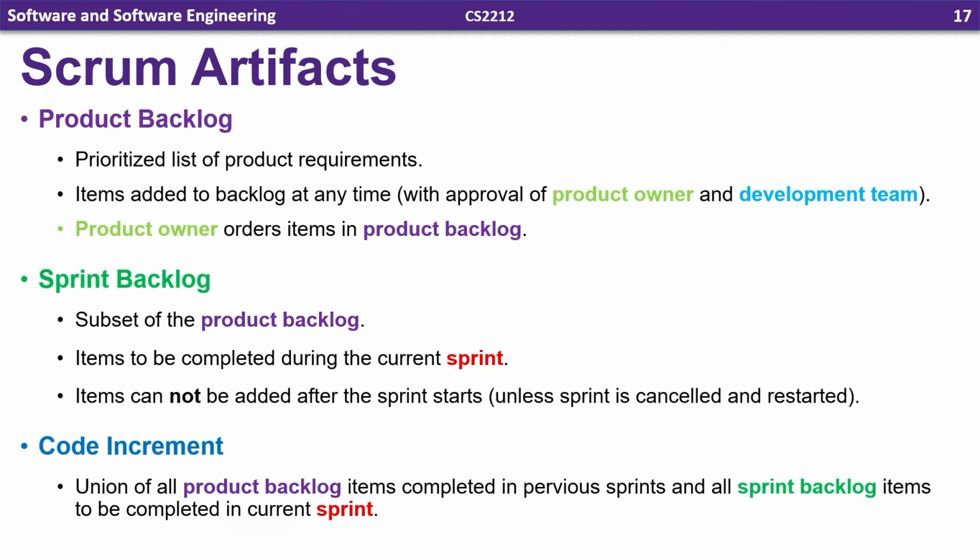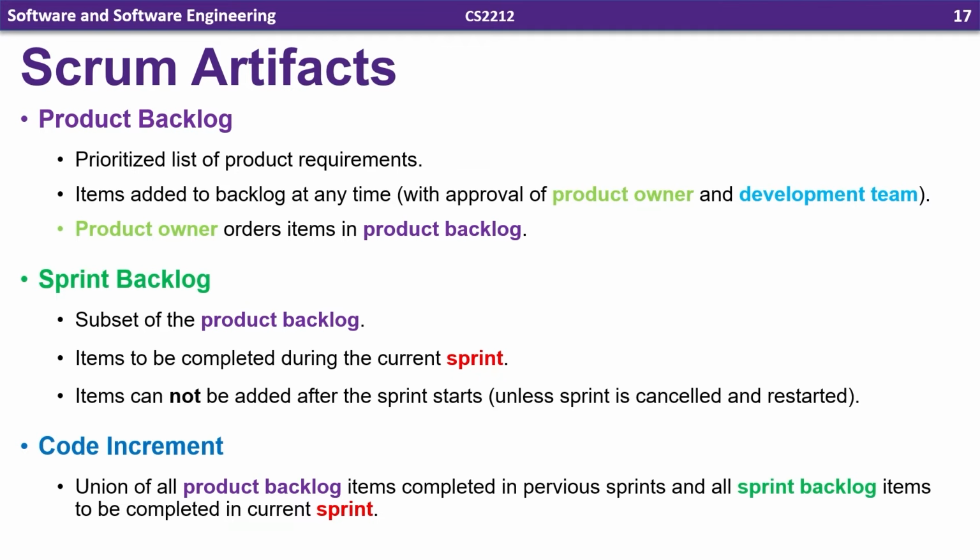Now, there's a few artifacts that the Scrum method emphasizes or creates. The first one is the product backlog, which is a prioritized list of product requirements. And these items can be added to the backlog at any time, so long as they have the approval of the product owner and the development team. This is one way that Scrum handles change. So at any time, changes to requirements can be added to the product backlog. And it's the responsibility of the product owner to order the items in the product backlog based on the value or the importance of them to the organization or to the stakeholders they represent.